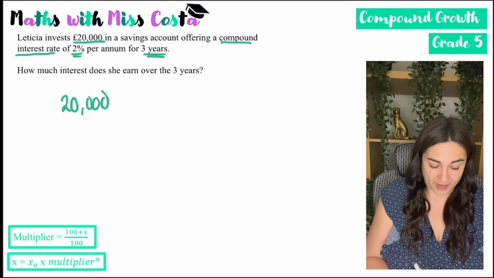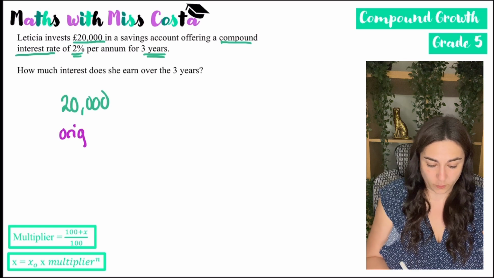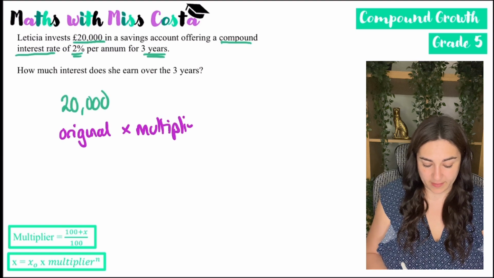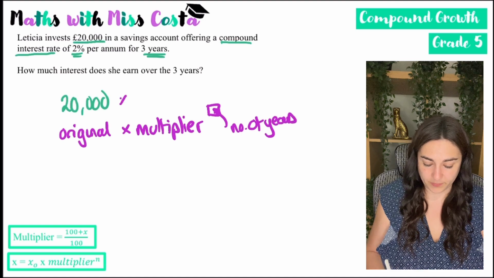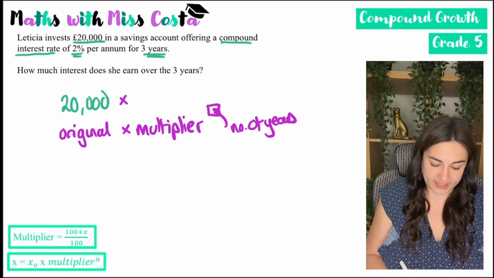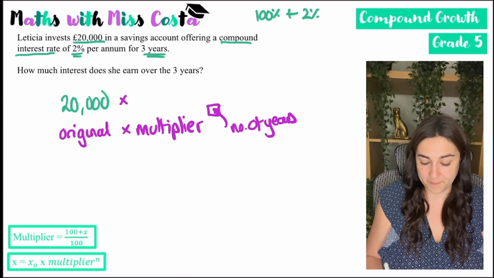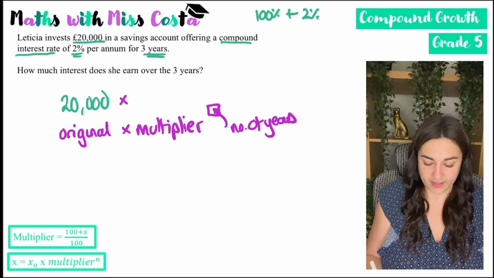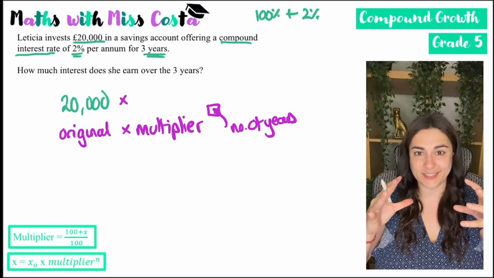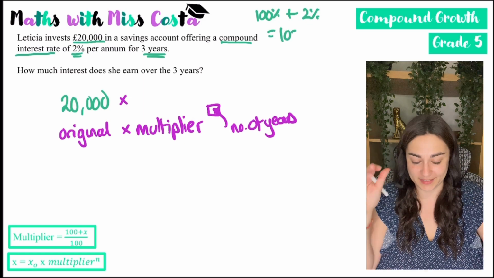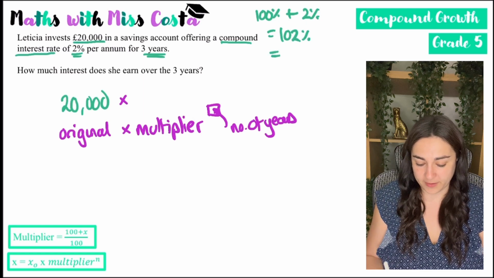So when we deal with compound interest, the formula is the original amount times by the multiplier to the power of however many years that we invest for. So the original amount is 20,000. The multiplier I work out by doing 100% plus the interest rate. And I do that because you can't just discount your £20,000 that you have already. So you have 100% and then you're adding on 2% to it. So that would become 102%.